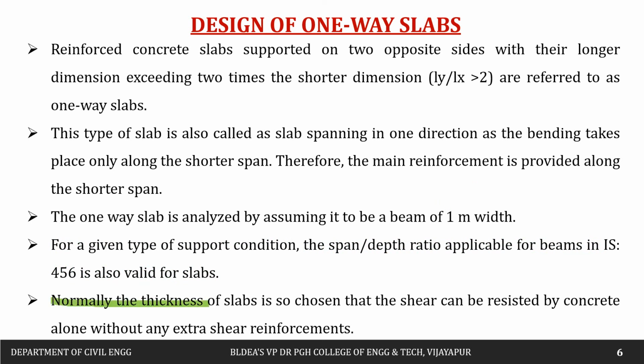Then next, normally the thickness of the slab is so chosen that shear can be resisted by the concrete alone without any extra shear reinforcement. So usually we provide the thickness of the slab in such a way that we need not provide any shear reinforcement. Shear is resisted by the concrete itself. Why? Because the width of the section will be larger, so shear is resisted by the concrete itself. Therefore we don't require any extra shear reinforcement.